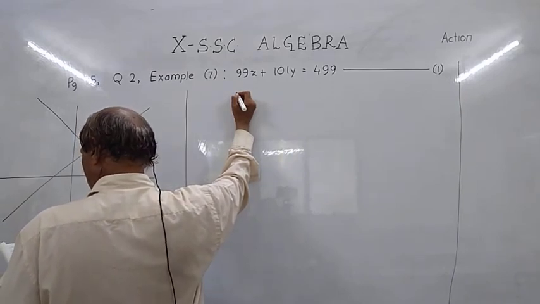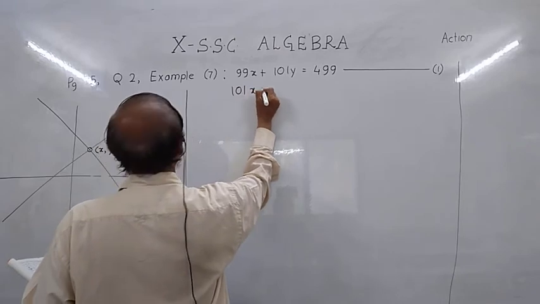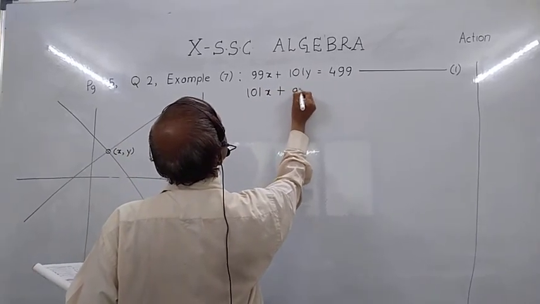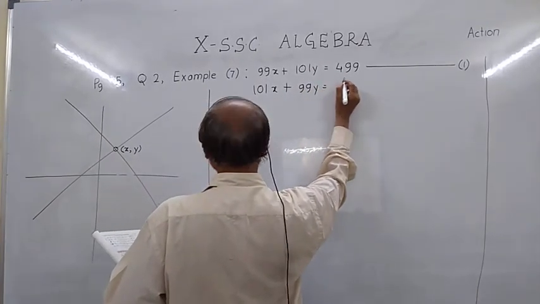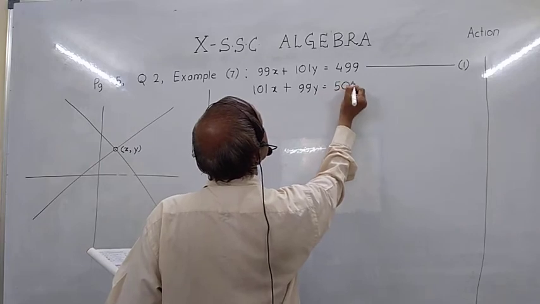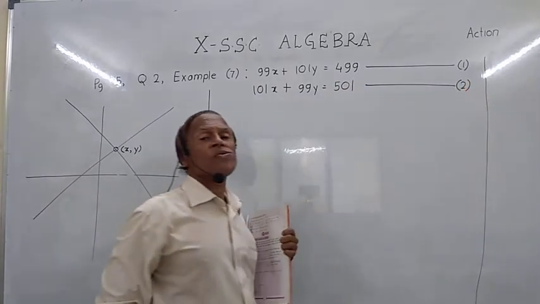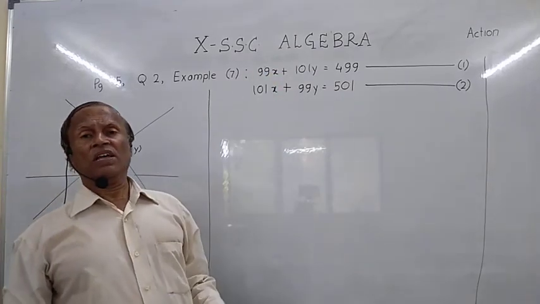Then 101x plus 99y is equal to 501. This is your equation 2. Have you got it? These are the two equations.